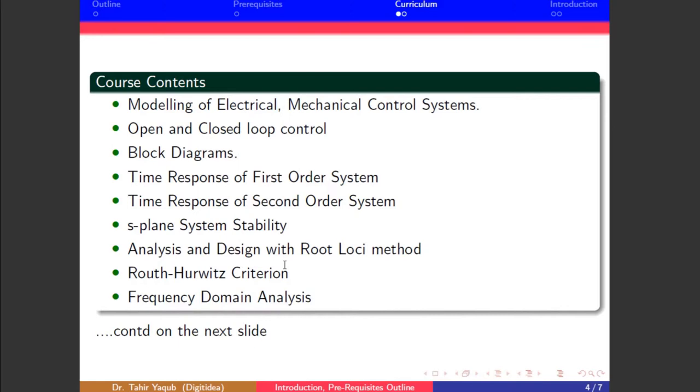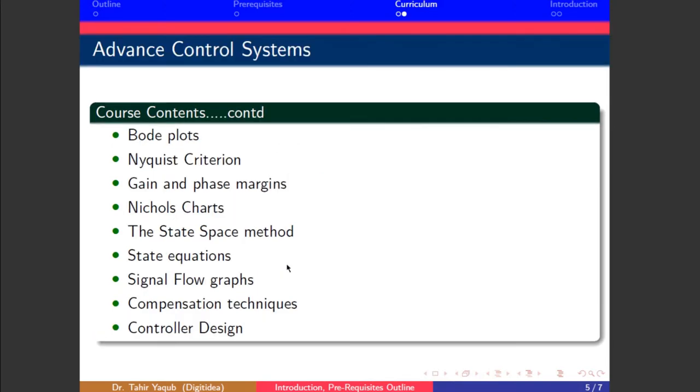And then we will use the most important root locus method and the Routh-Hurwitz criteria to check the stability of systems. Then we will move from the time domain to the frequency domain and do frequency domain analysis. Then we will discuss Bode plots, Nyquist criteria, gain and phase margin of control systems, and Nichols charts. The state-space method is the modern way of doing control system analysis because it is easily implementable on computers.